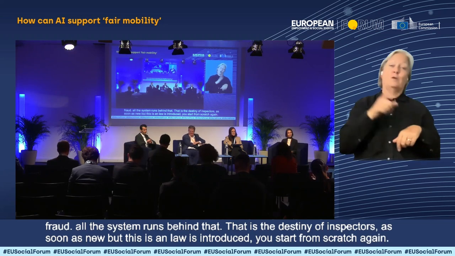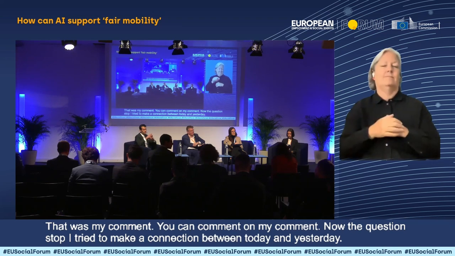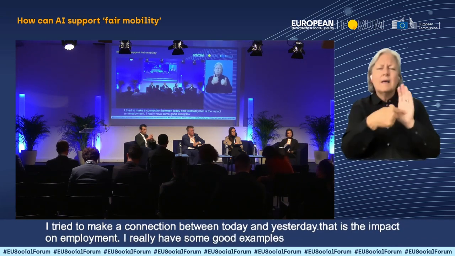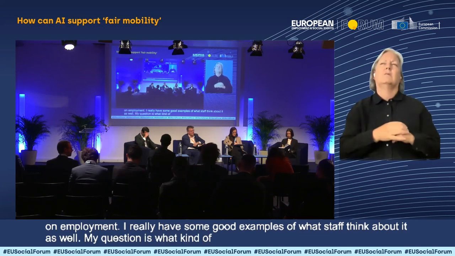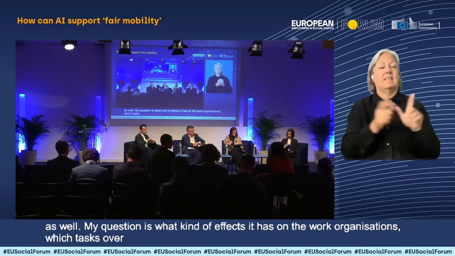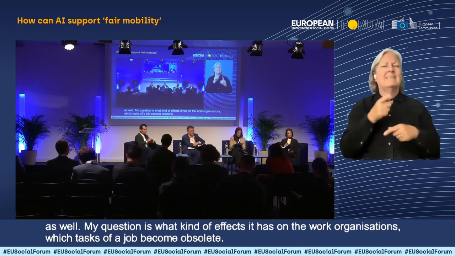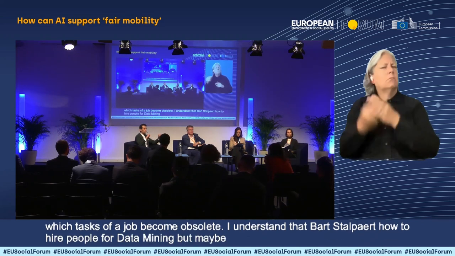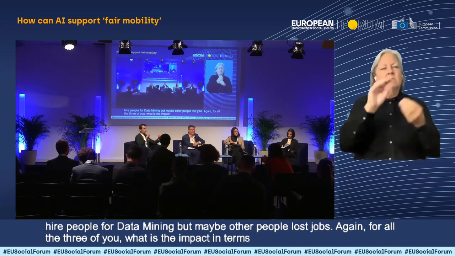And now the question to all three. I try to make a connection between what we heard yesterday, and that's the impact on employment. I think Marijke had already some good examples on what staff actually thinks about it. Bart had that as well. So my question there is, what kind of effects has it on the work organizations? Which tasks of a job become obsolete? I understood that Bart had to hire new people for data mining, but some other people, I guess, have lost parts of their job. So what is then the effect? And again, it's really for all three, in terms of work organizations, of number of staff, and if possible, as well on job satisfaction.